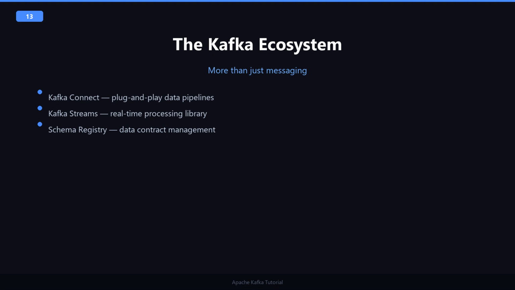Second, Kafka Streams. This is a library for processing data inside Kafka in real time. You can filter, transform, join, and aggregate streams of events, all within your application. Third, Schema Registry. As your data evolves, Schema Registry makes sure old and new versions play nicely together. It's like a contract between producers and consumers.